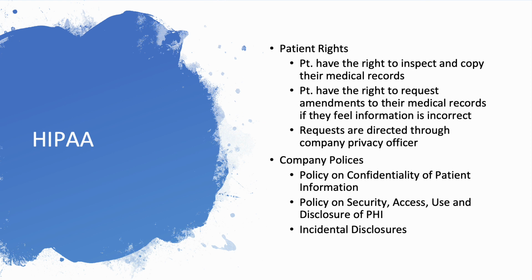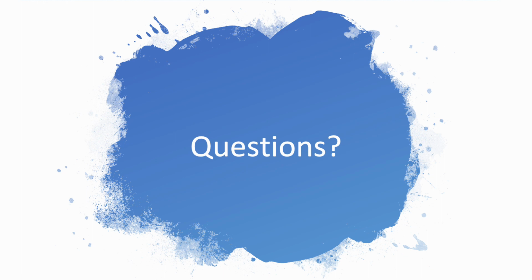And remember that your patients have a right to inspect and copy their medical records, but not through y'all. That has to go through the proper channels at the rescue squad. And that should go through whoever is your company privacy officer. Make sure you're aware of policies on confidentiality of patient information, security, access, and use, and what to do for an incidental disclosure. So this is going to be really important as you guys start to do your clinical time. Make sure that you do not discuss anything that you hear or see while you're on the ambulance.